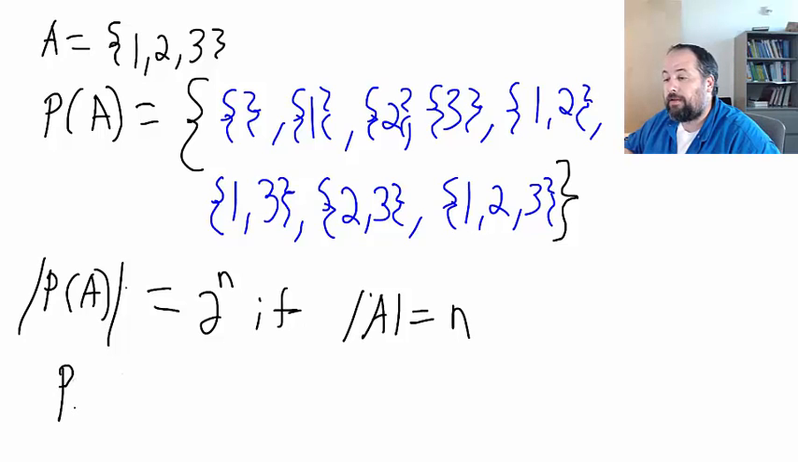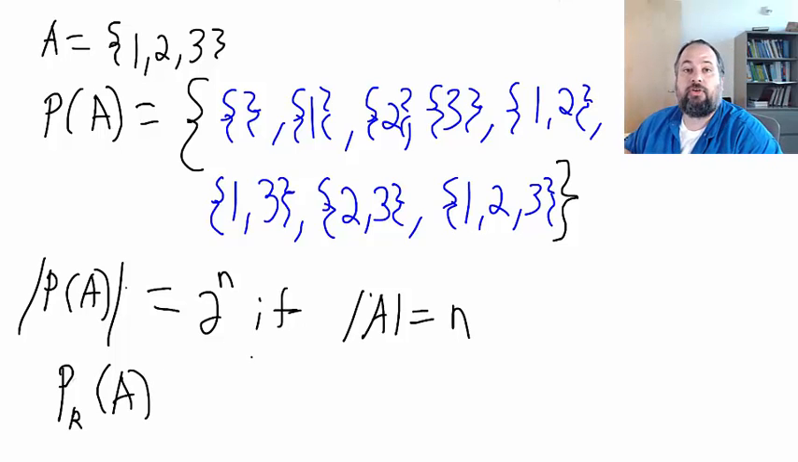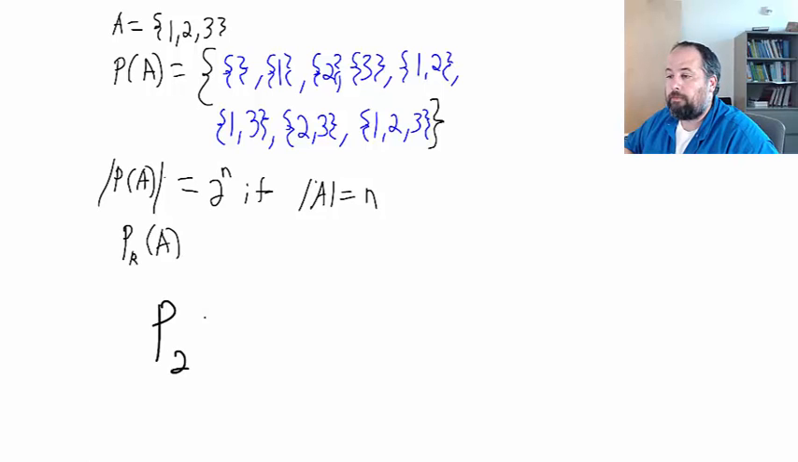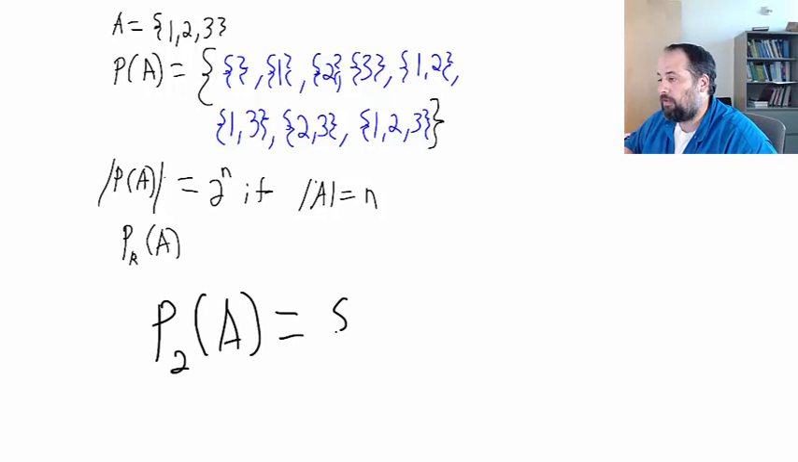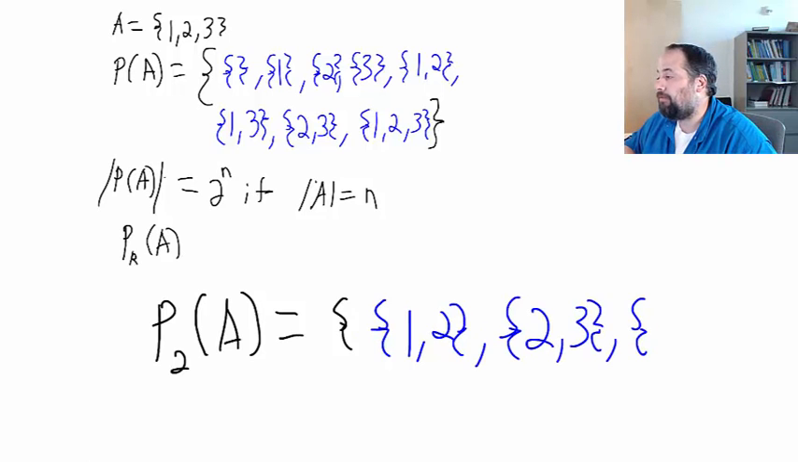Then we define P choose K of A to be all members of the power set that have K elements, where each individual element has a cardinality of K. For example, if we do P choose 2 from A, from our set A above, that's going to be the set {1, 2}, the set {2, 3}, and the set {1, 3}.